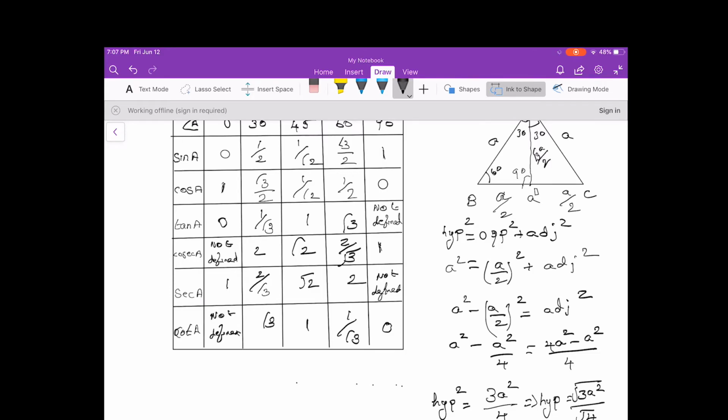Sorry, this is not hypotenuse, it's my adjacent. Sorry, I have written hypotenuse. It is adjacent square. By mistake, I have written hypotenuse, because the hypotenuse value is A. Adjacent square only we are finding out. So adjacent square is 3A square by 4. Sorry, I have written hypotenuse everywhere. This is adjacent.